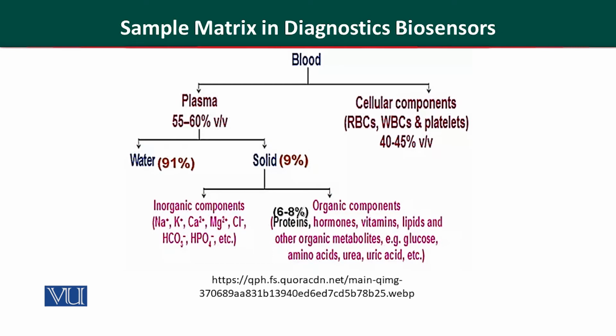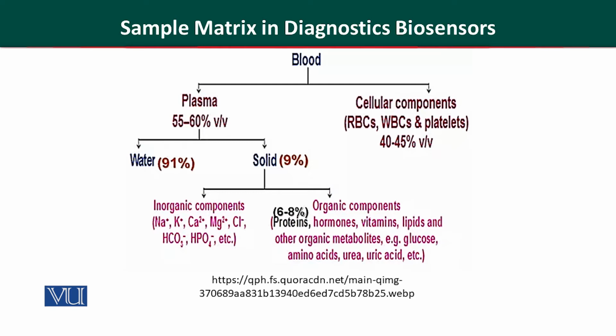We can divide the blood composition into two different types. One is plasma and the other is the cellular components. Cellular components contain red blood cells, white blood cells, and platelets. The percentage is 40 to 45%. It contains a number of proteins including hemoglobin and iron and other useful proteins.